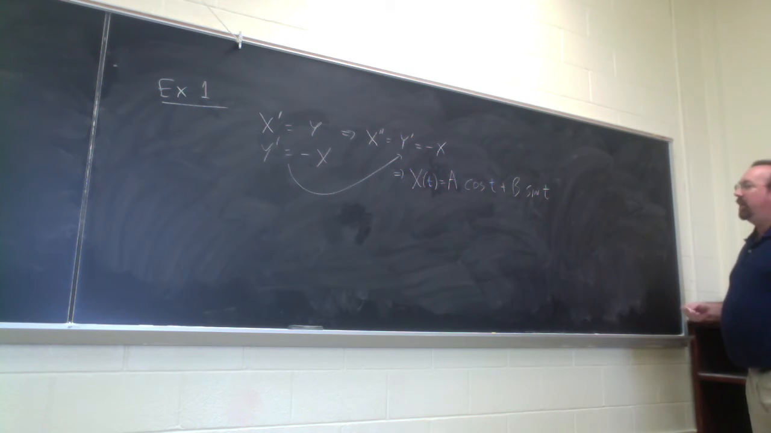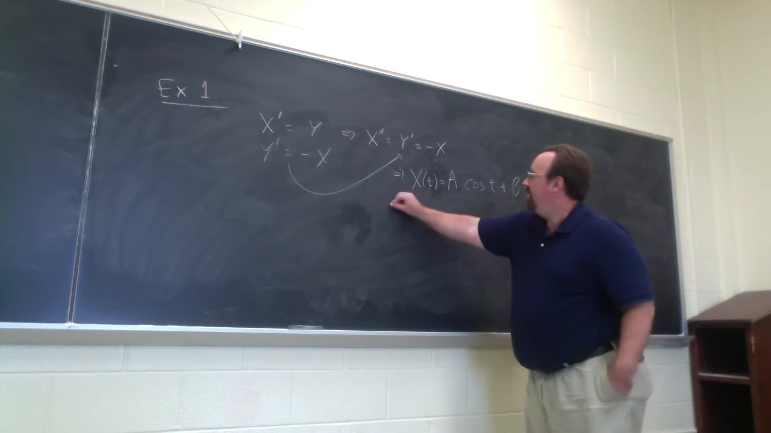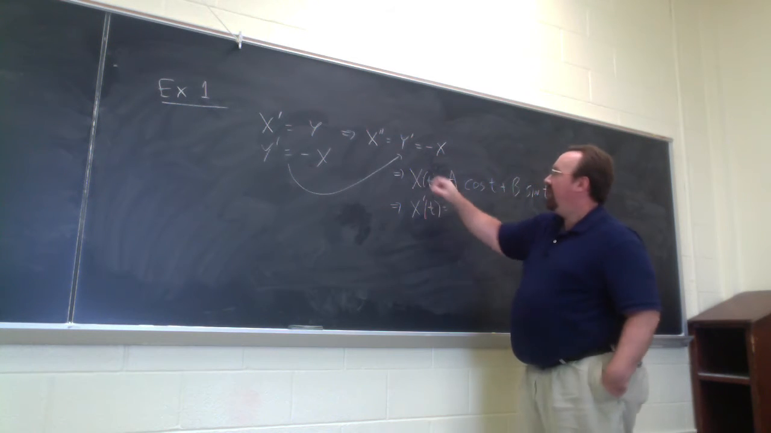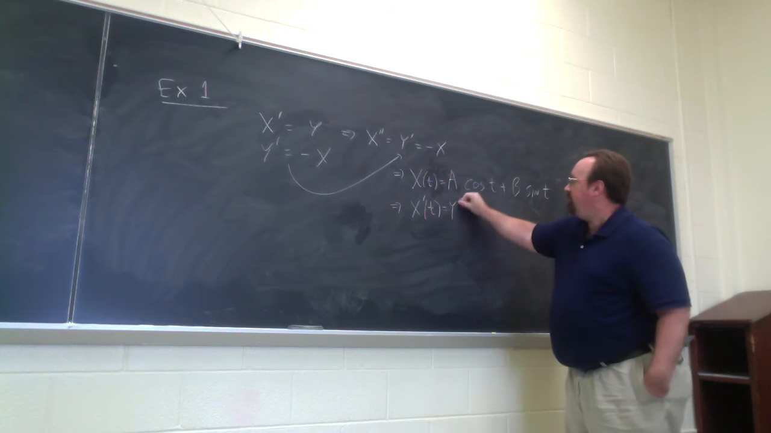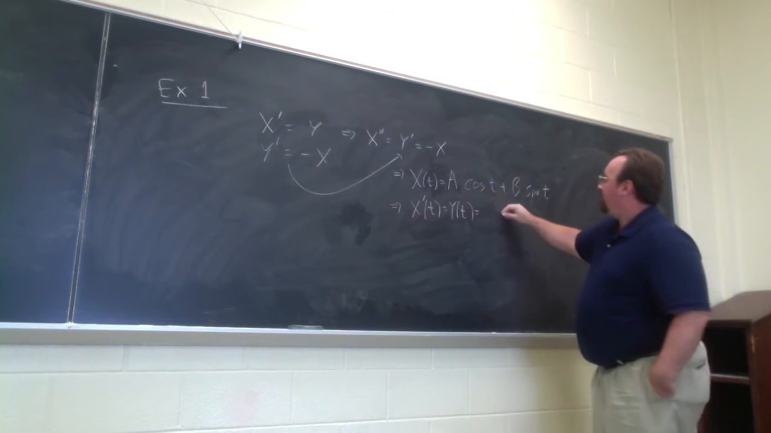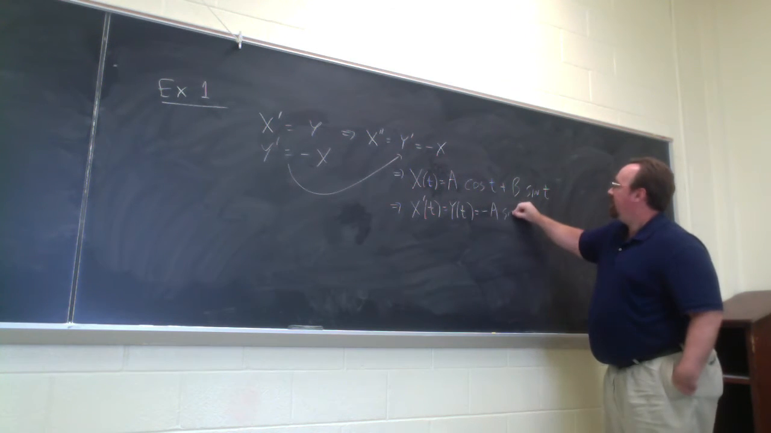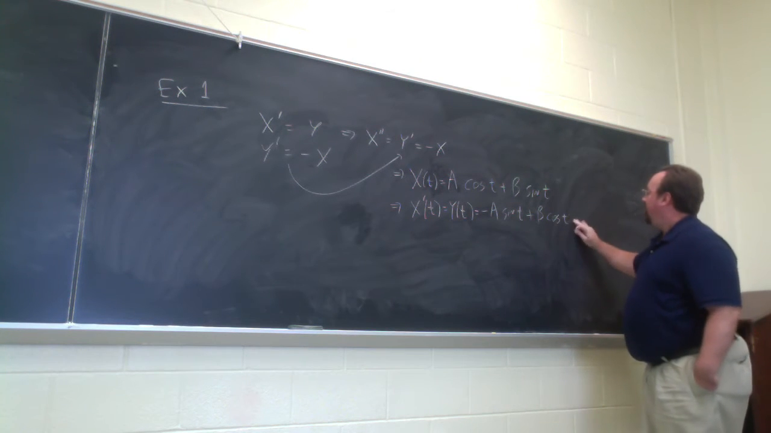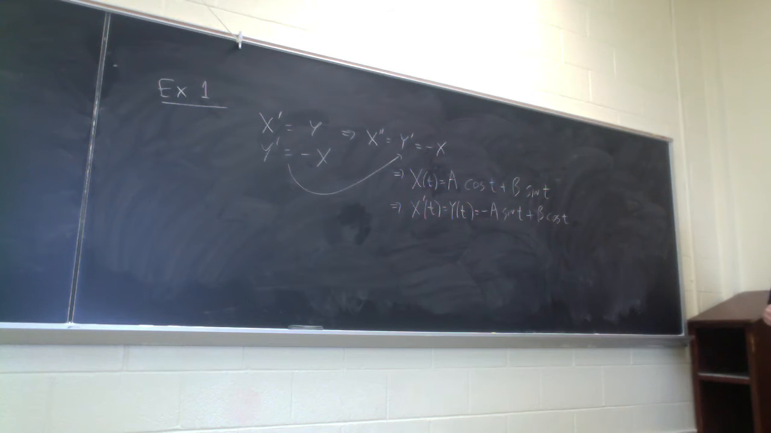And then what I can do is, if I go ahead and differentiate this, and I'm doing it because that's going to give me y, so that's going to be a sine t plus b cosine t. But what I want to do now is express the solution in a more compact form.